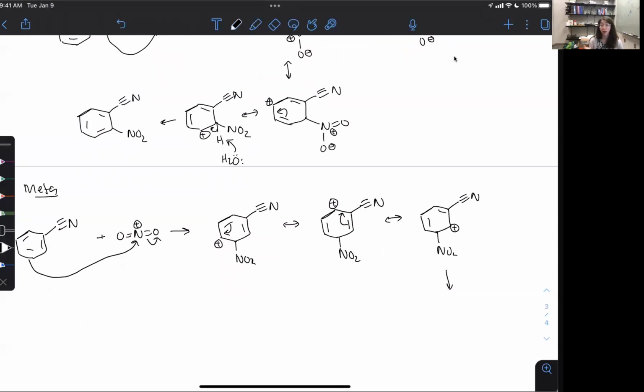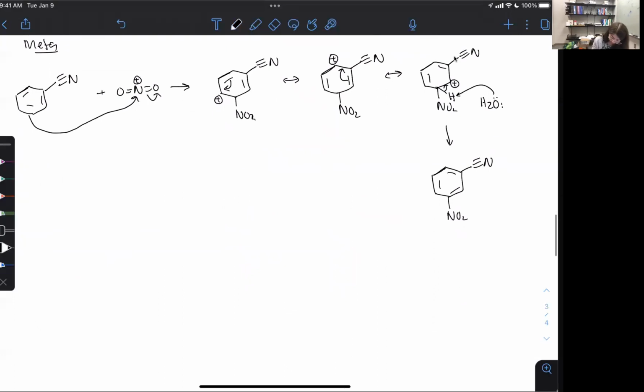So at that point, I don't have any other resonance structures to draw out. And we've got our water coming in, making that pi bond. And we get our final meta product. Okay, let's look at what happens if we do para. Hopefully you're starting to see the pattern that it won't be very different than what we've seen already.